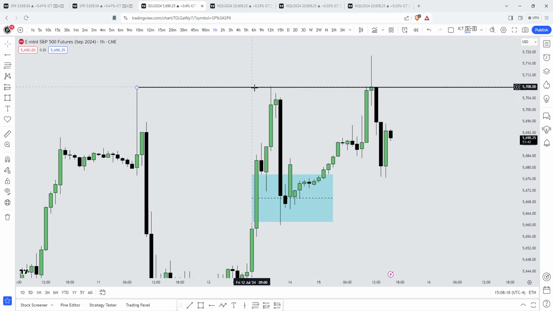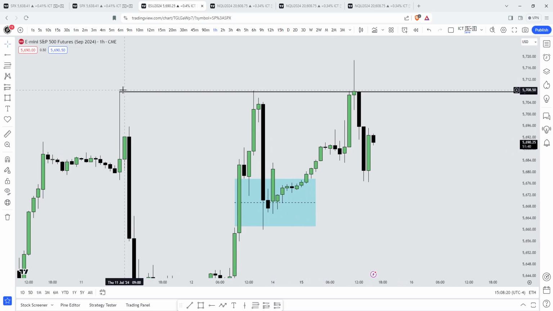So since that is the case here, the narrative is that most people are thinking that we're going to go lower. There's obvious relative equal highs. There's obvious stops resting above. And we respected a bullish PD array. So it's going to deliver from the fair value gap to the liquidity.